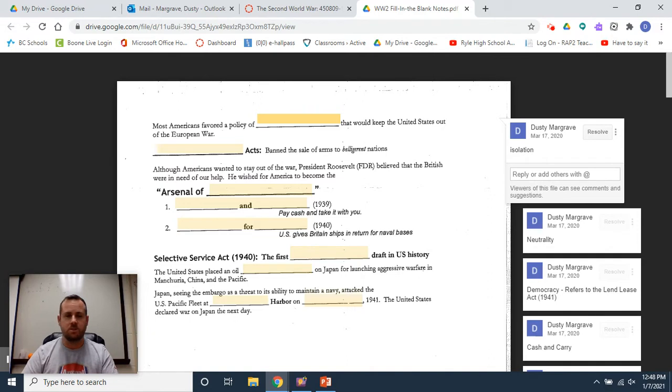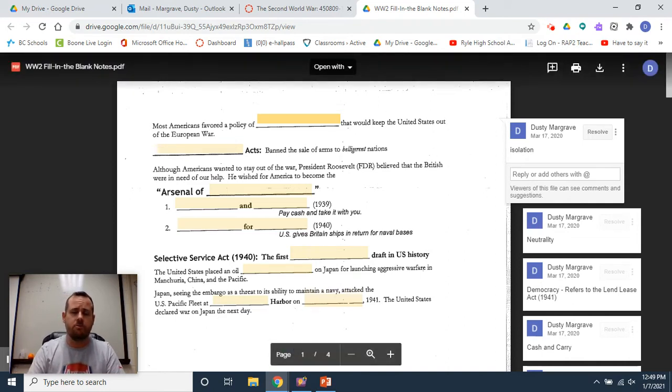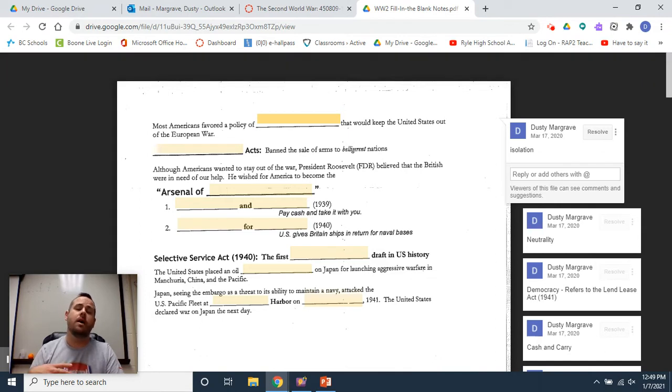I'm not just going to read it to you, but you can definitely read through this, study it, and use it to try to get an understanding of what's going on. This is 4 pages. We're only going to look at the first 2 pages. This first page is a little bit of review from the time between the wars, and then the second page is about the home front.